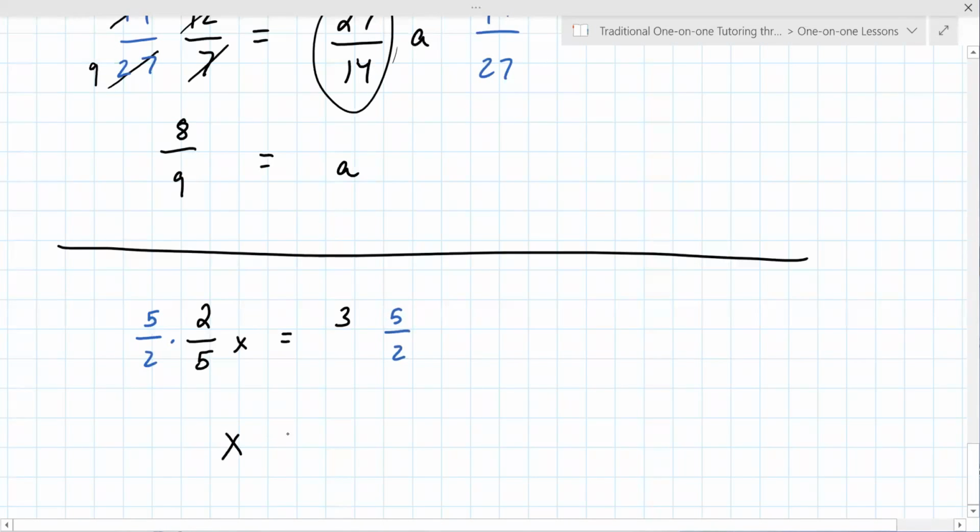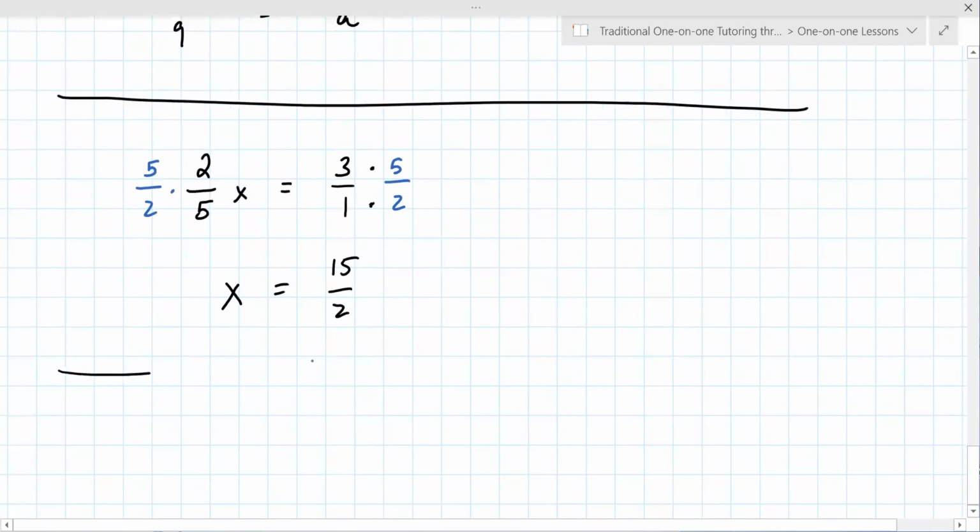So when you multiply by the reciprocal, it always cancels. On the right, you multiply the top, multiply the bottom. If you see cancellations, you do them. So this is 15 over 2. Yeah, that's what I got. Okay, so let's have you try one now.